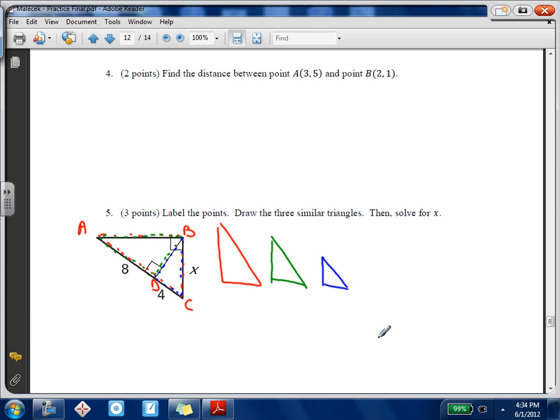We want to label our right angles first. So the right angle for the red one is at B. The right angle for the green is at D. And the right angle for the blue, also note, is again at D. If we look at the red triangle, it doesn't matter which letter we pick first, although you can kind of see that A is further away than C. So A will go at the top, C will go on the bottom.